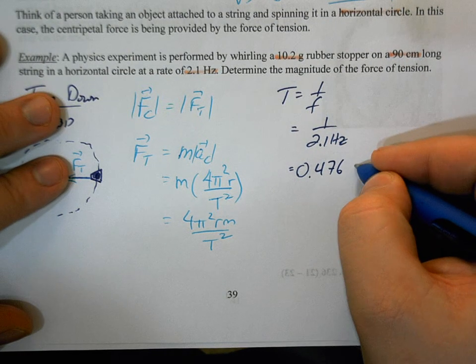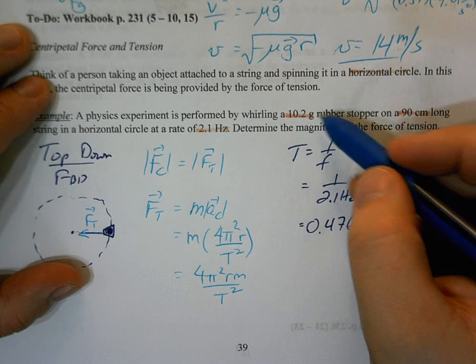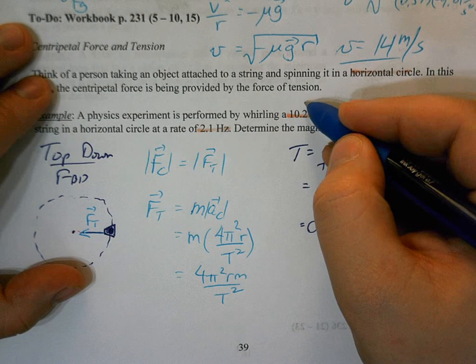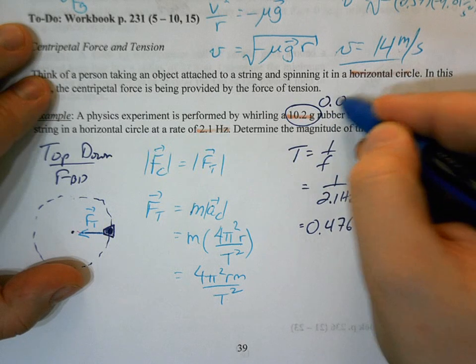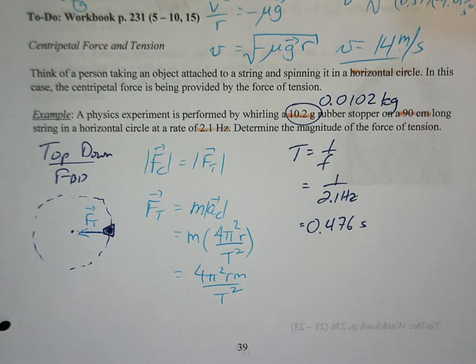0.476 seconds. The mass of 10.2 grams, for these equations to work with force, we need this in kilograms. So this has to go in as 0.0102 kilograms. Grams is not going to work.